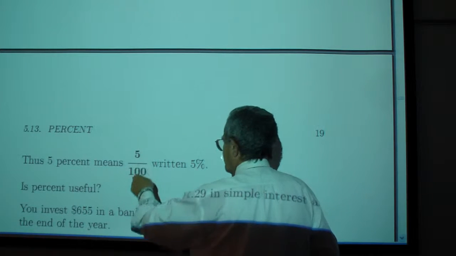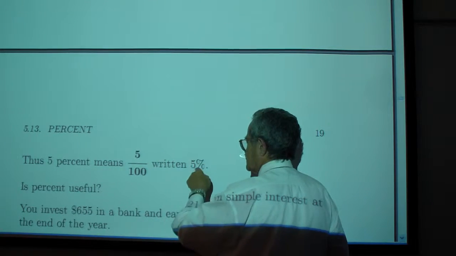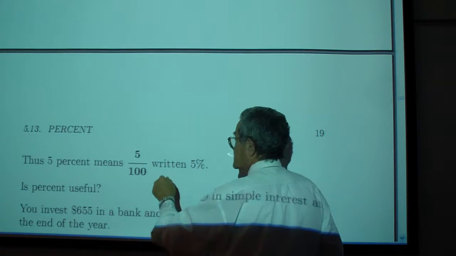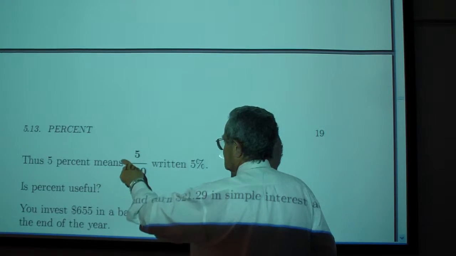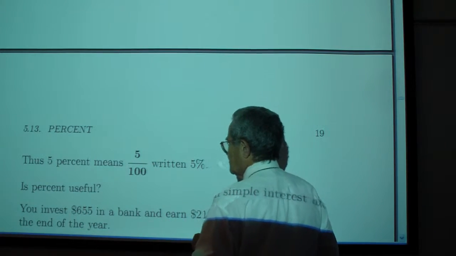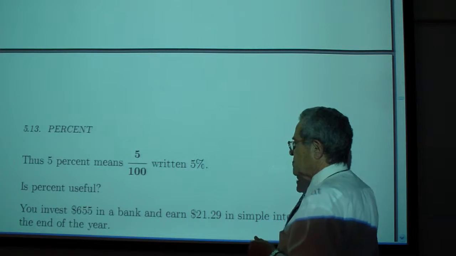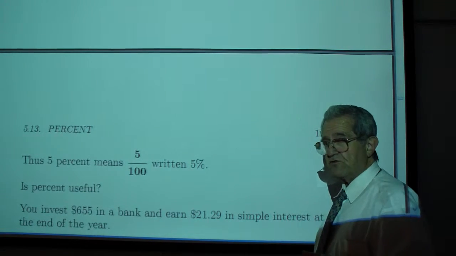5% means 5 per 100, or 5% written this way, whereas as a decimal, remember the decimal point goes 2 places to the left, 0.05. Now, are percents useful?